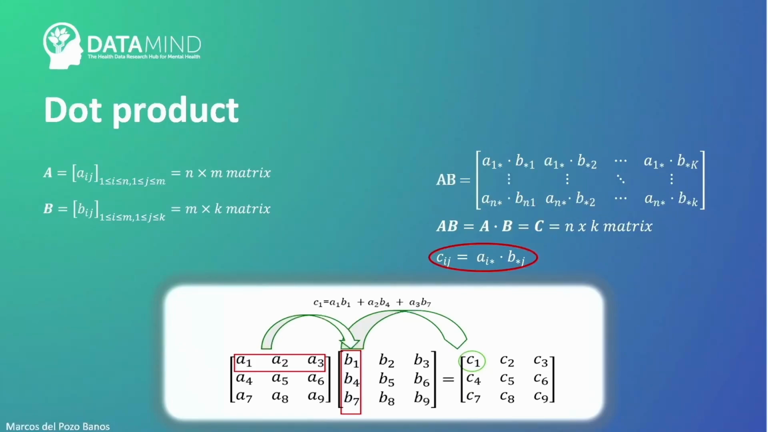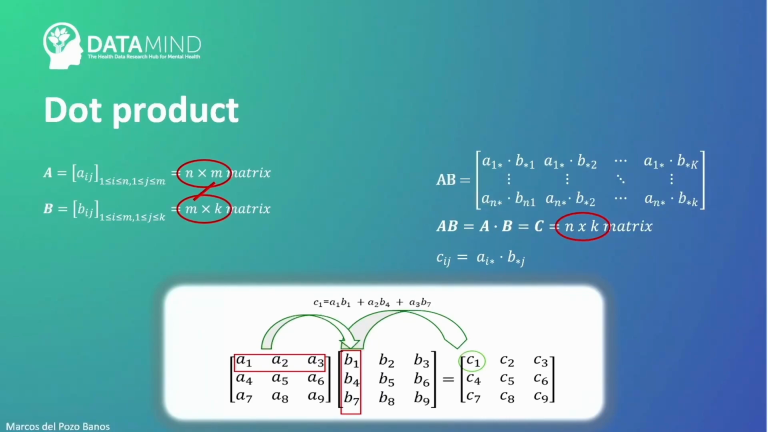So we can also see that here, where each element ij of the resulting matrix C is composed of the scalar product of the row vector i from matrix A and the column vector j from matrix B.